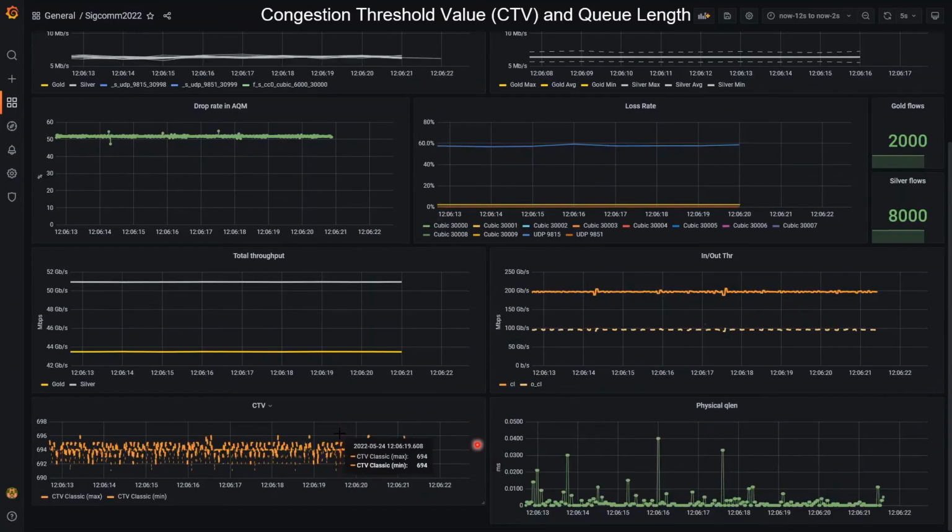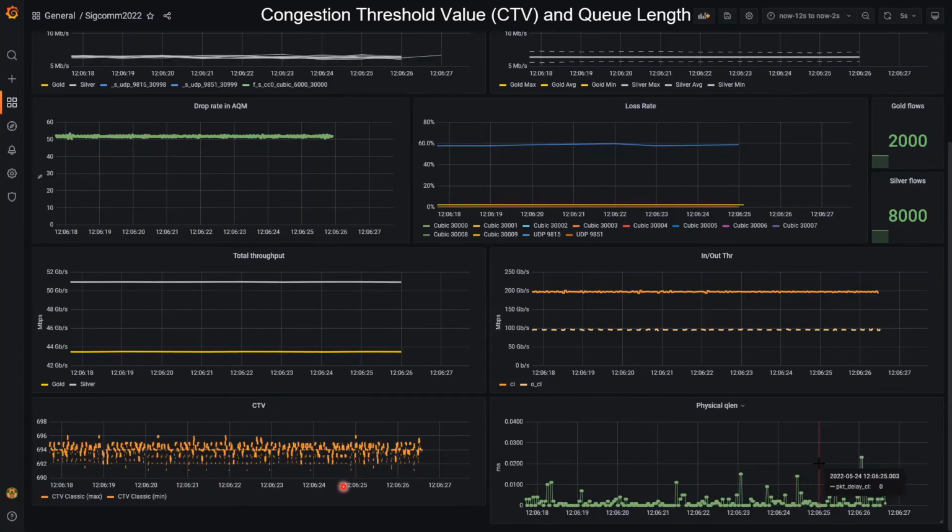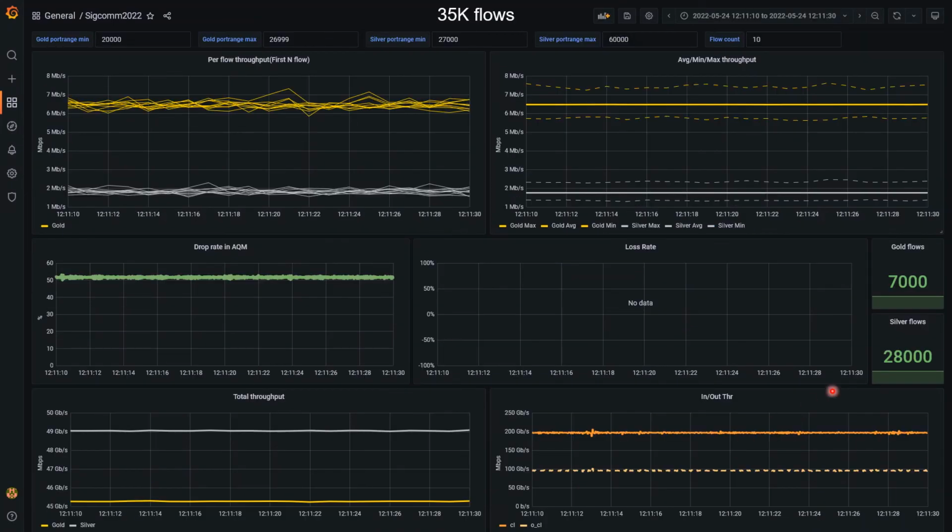On the bottom left, we see the current congestion threshold value, an internal variable of core stateless AQM, and next to it, the physical queue length, which stays low. We tested our algorithm with 35,000 flows as well, and as we see, although the per flow throughput is very low in this scenario, the desired share between classes is still met.